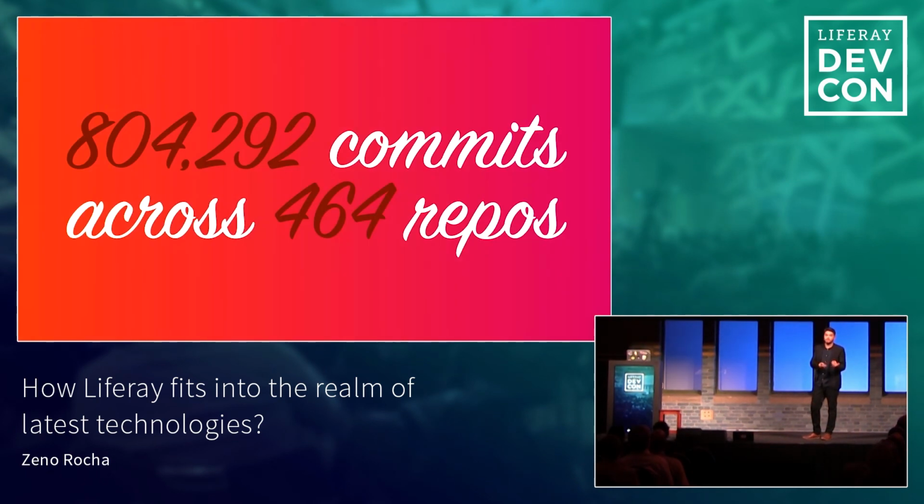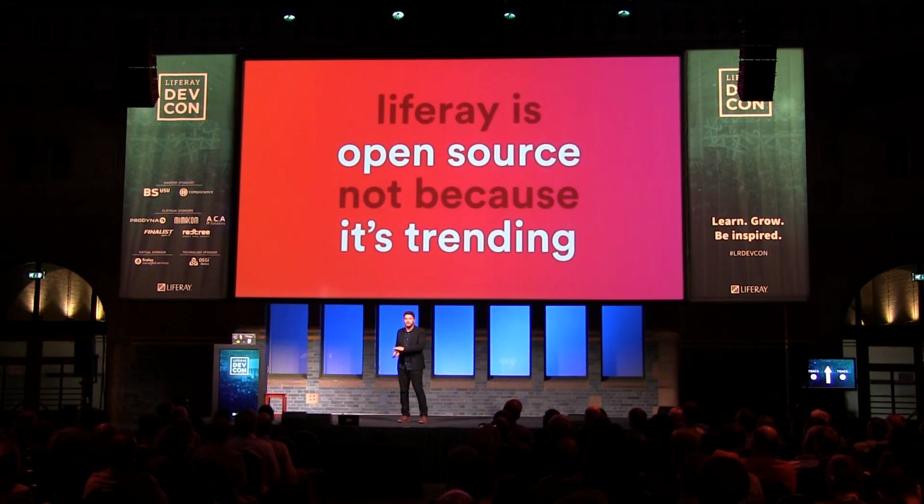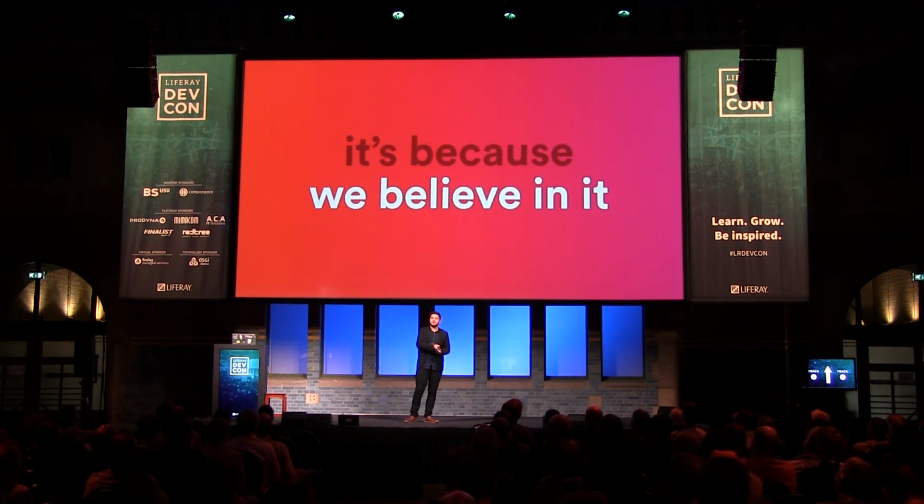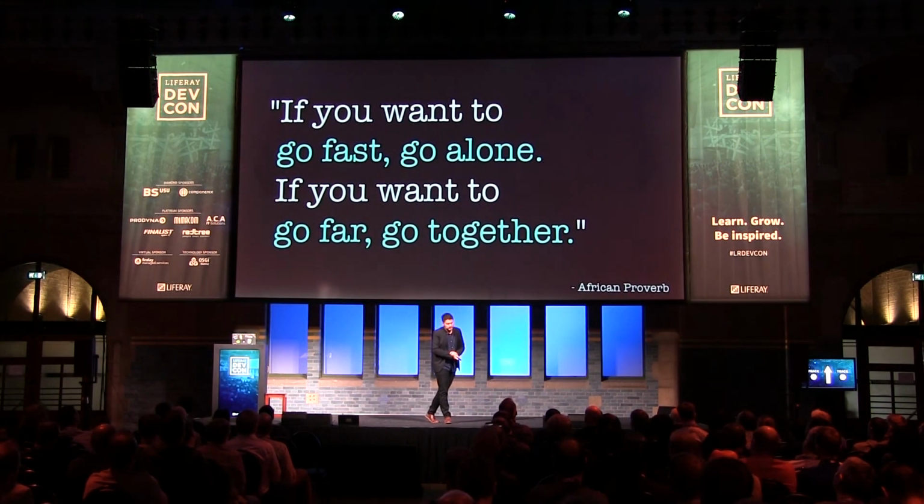I was checking the numbers: we have 4 or 5 organizations on GitHub, and we have around 800,000 commits. Many repos over there. It's just been lots of code being published out there. And Liferay is open source, not because now it's trending to be open source, that now everything should be open source, so let's go with them. That's not the case. Liferay is open source because we believe that open source is the best software model out there.